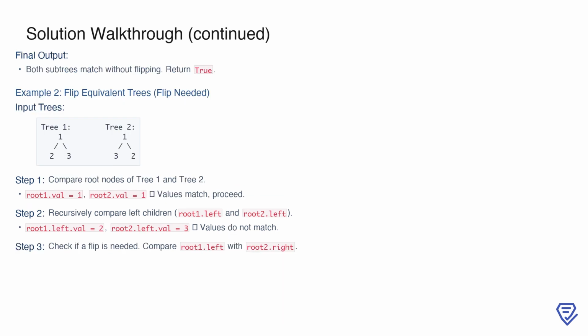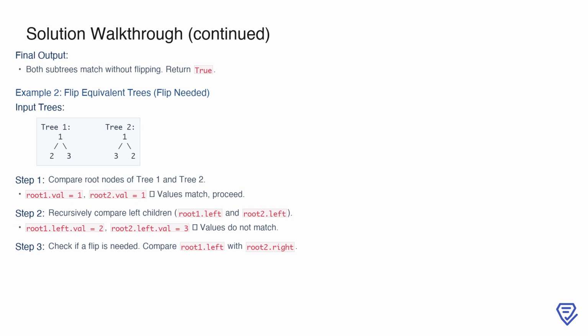In the next example, we explore a case where a flip is required. The input trees each have a root node with the value 1, but the left and right children of these roots are swapped. First, we compare the root nodes, and since their values are equal, we proceed to their subtrees. Comparing the left children, we see that the value of tree 1's left child is 2, while tree 2's left child has a value of 3. These values do not match, so we check if flipping the subtrees can resolve the mismatch.